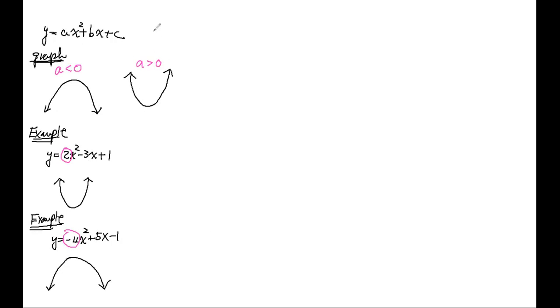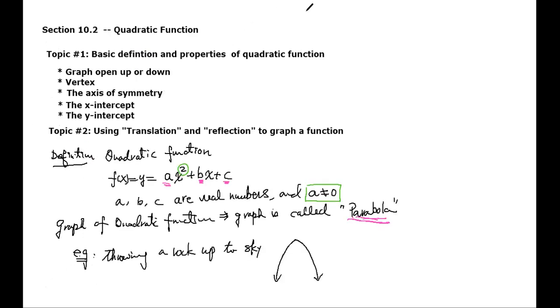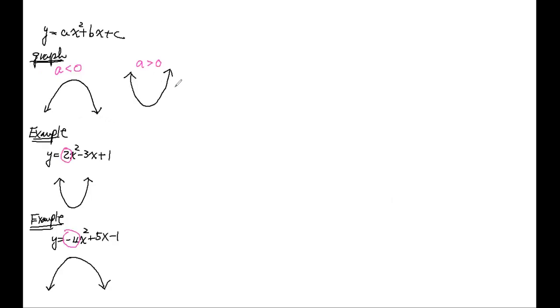Now the next thing we want to talk about. So this is the graphing part. Let's go back to the first page. We finished the graphing, open down or open up. So the next thing we're going to talk about is the vertex. So what is a vertex? Those are the turning points. We call this the vertex.